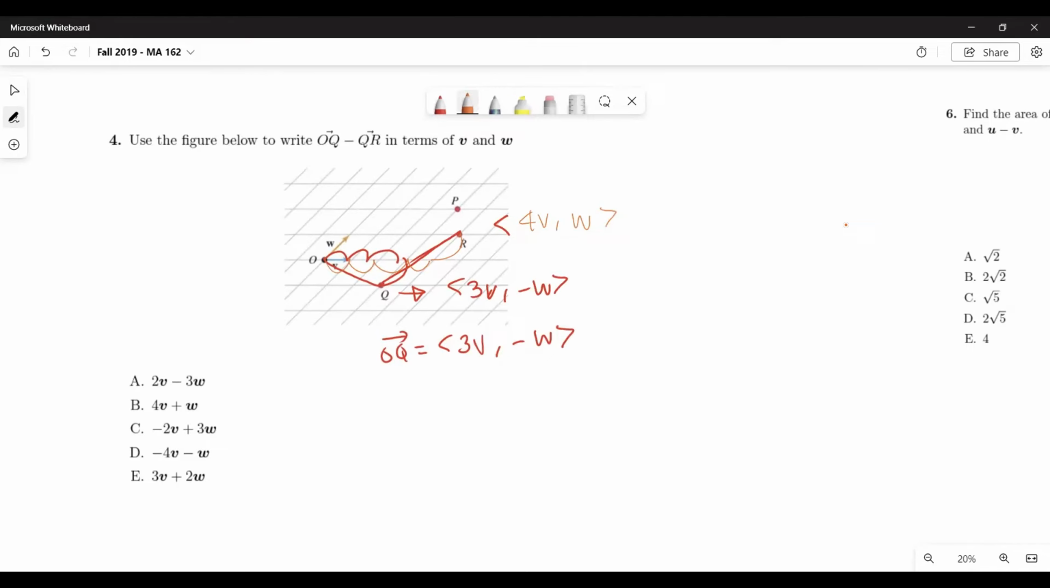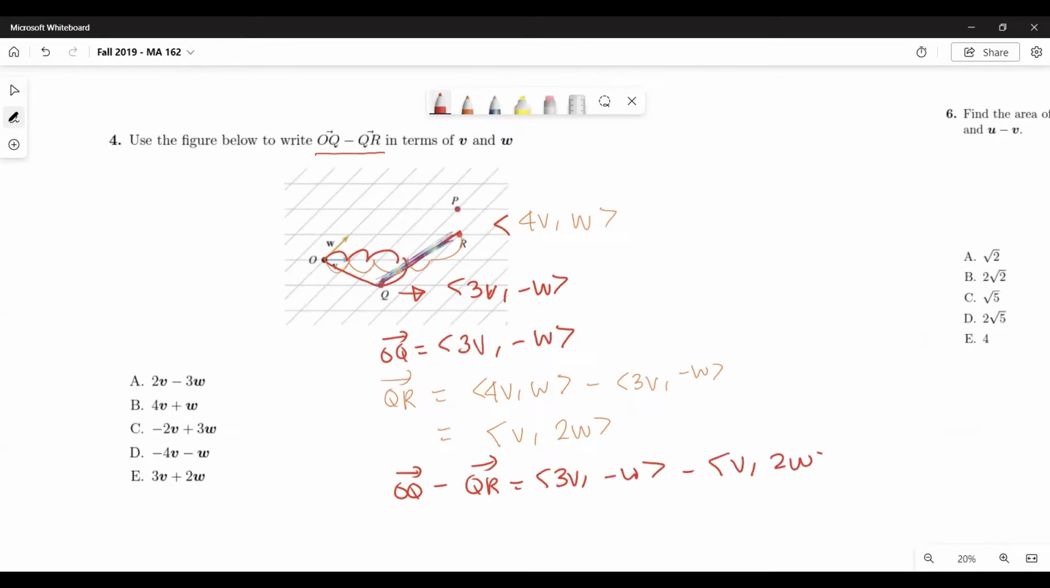So if you want to find QR, this line over there, QR should equal 4B, W minus 3B, minus W. This is equal to (B, 2W), and then ultimately we want to find OQ minus QR. So OQ minus QR is (3B, minus W) minus (B, 2W). This should equal (2B, minus 3W), and that's exactly A. So the answer is A.